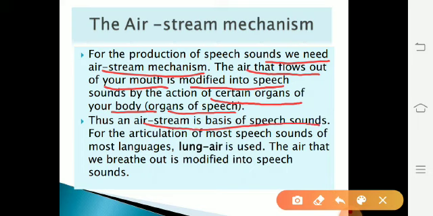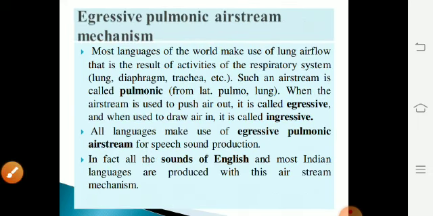For the articulation of most speech sounds of most languages, lung air is used. Which air is used? Lung air is used. The air that we breathe out is modified into speech sounds. Now we are going to learn about aggressive pulmonic airstream mechanism.